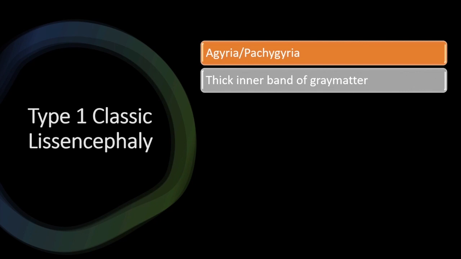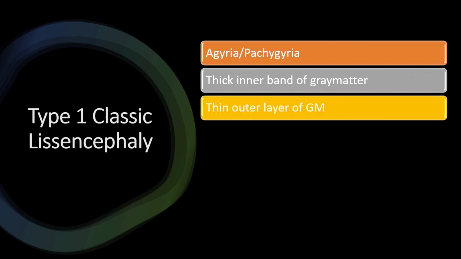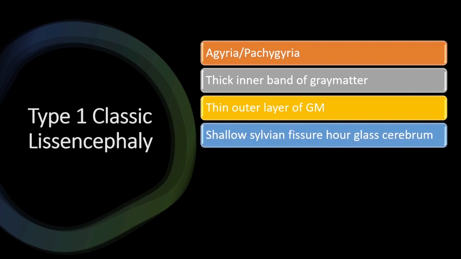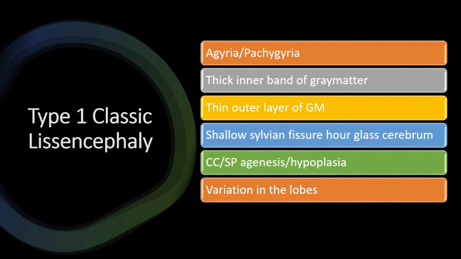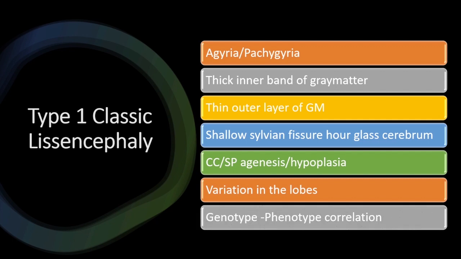and thick inner band of the gray matter surrounded by a cell sparse zone and thin outer layers, 2 layers of the gray matter. As we already discussed all these things, you can have corpus callosal agenesis, hypoplasia, and it could be variable in different lobes. There could be some gradient between frontal and parietal regions.